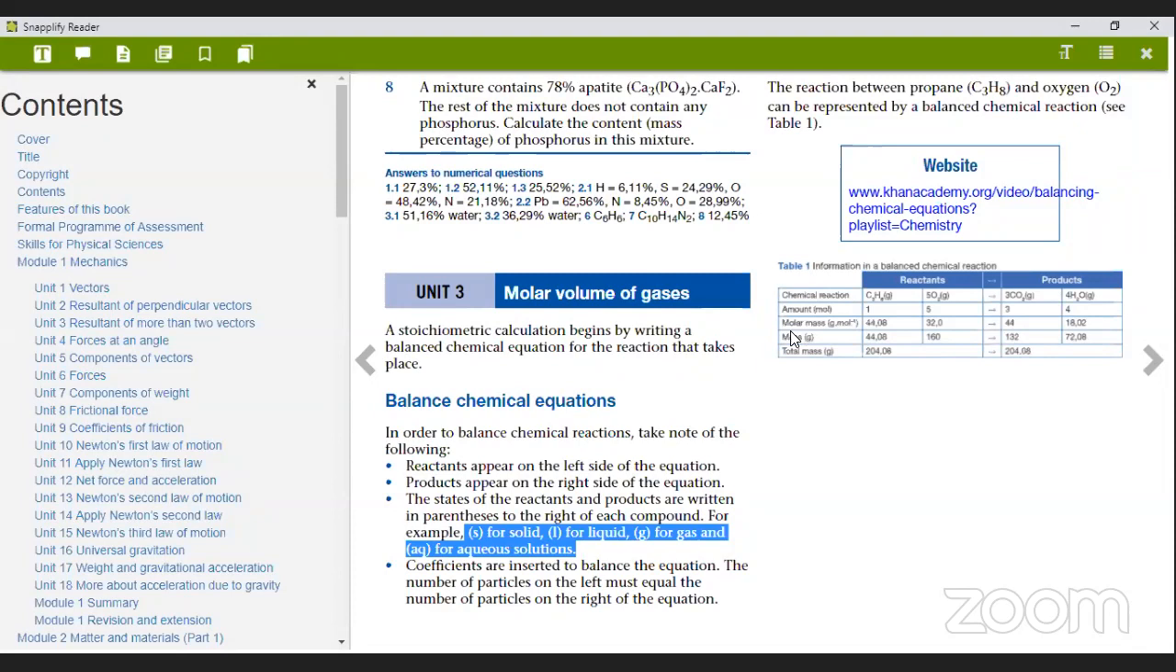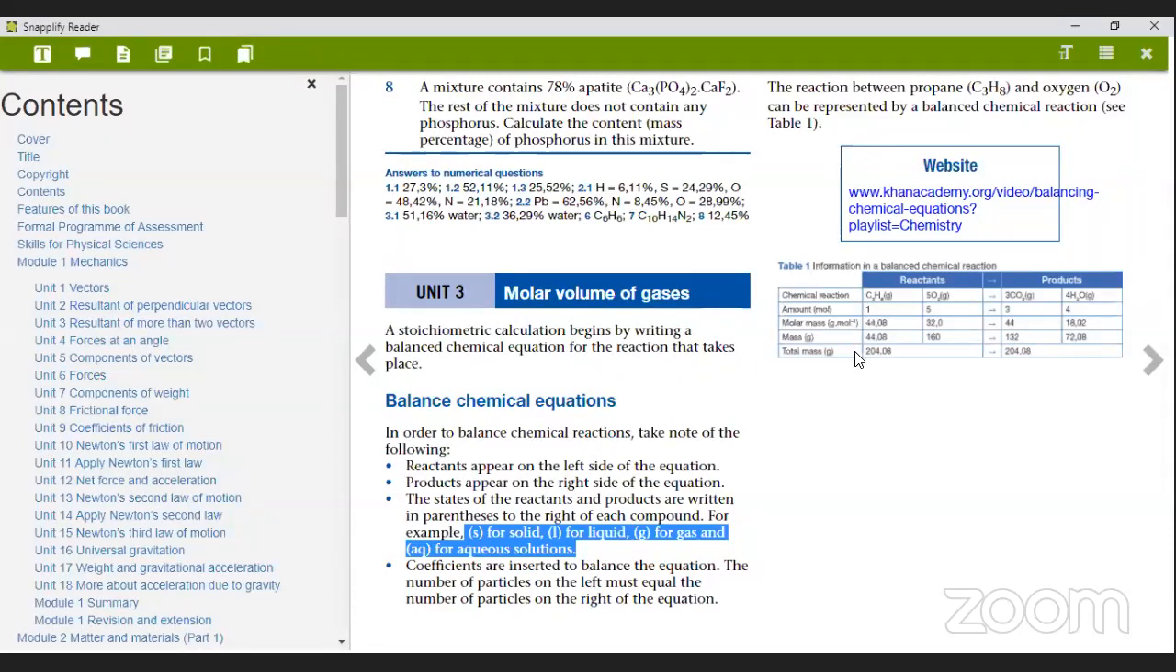And then we go to number 3, the molar mass, in gram per mole. This is what you get from the periodic table, and they just write it in there. And then the mass in gram is what is given here: 440, 160, 132, and 72. When you total the mass in gram, it must be equal on both sides to show that your equation is balanced all the time. This is how it has to work.